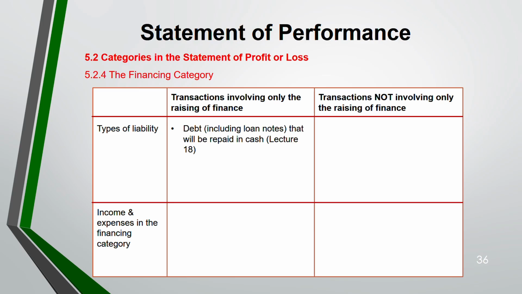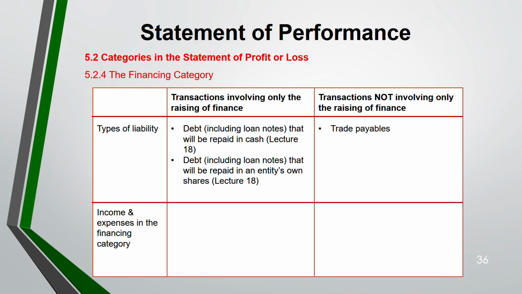So the first liability is your debt. Debt we usually take to raise finance. For example, loan notes that you will repay in cash. Again, we'll cover this in lecture 18. Debt that will be repaid in the entity's own shares, not by cash, but repaid in the entity's own shares. Again, we'll cover this in lecture 18. So these are the two types of liabilities that occur only when you want to raise finance.